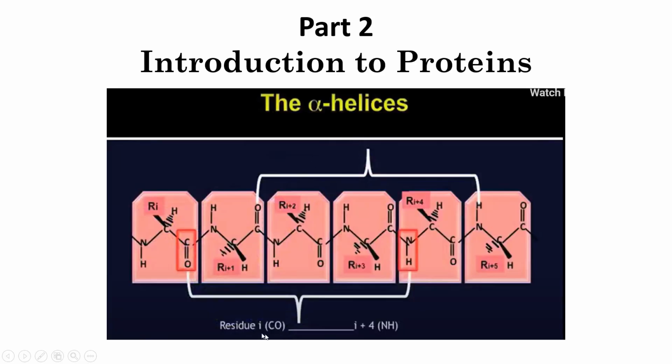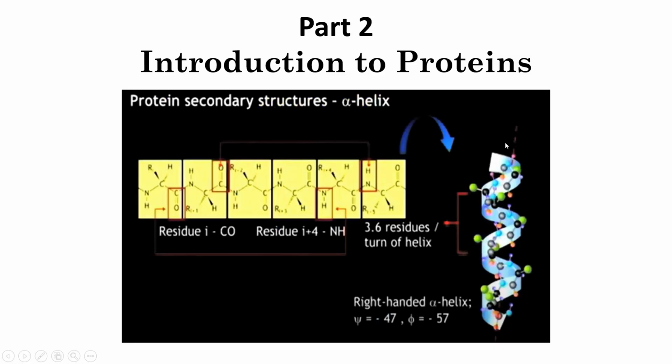So this can be formed between the carboxyl group of the first amino acid and the amino hydrogen of the fourth amino acid. So this is the first amino acid and the fourth amino acid, then the second and the fifth one. So they bond together in order to make an alpha helical structure. Because of the attraction between the first and the fourth amino acid, they make a turn. There are 3.6 amino acid residues per turn of the helix, and these are the phi and psi angles made in alpha helical structures.